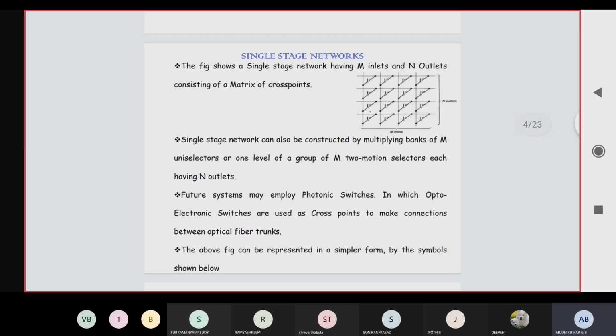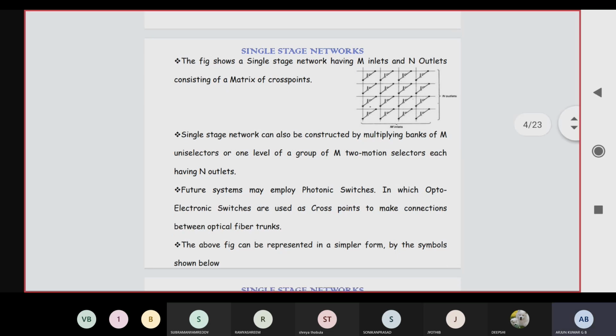Further, the system may employ photonic switches, in which photoelectronic switches are used as cross points to make the connection between the optical fiber trunks. Nowadays, in modern digital switching systems, they are using photonic switches. Research is still going on related to the photonic switches. In future, we can use these photonic switches.